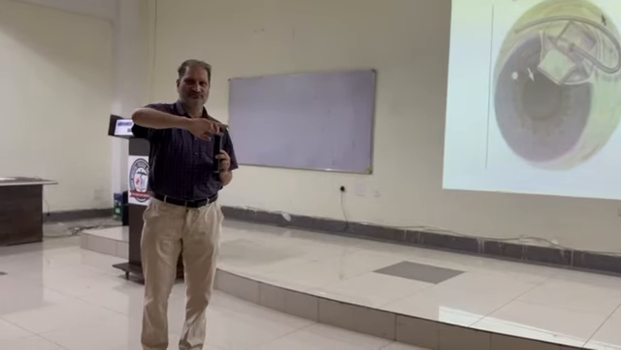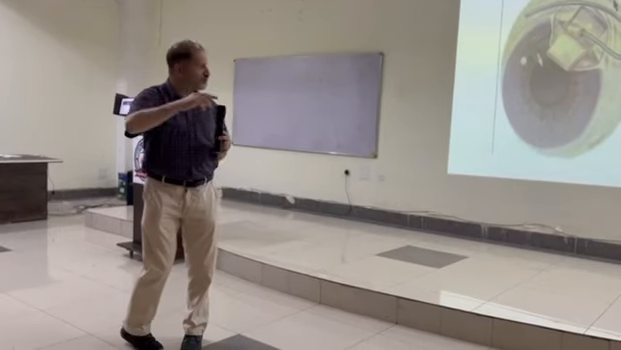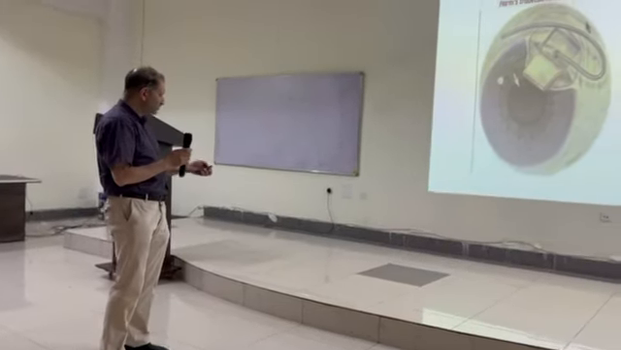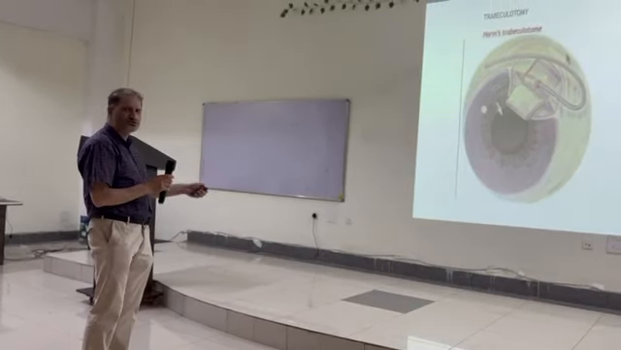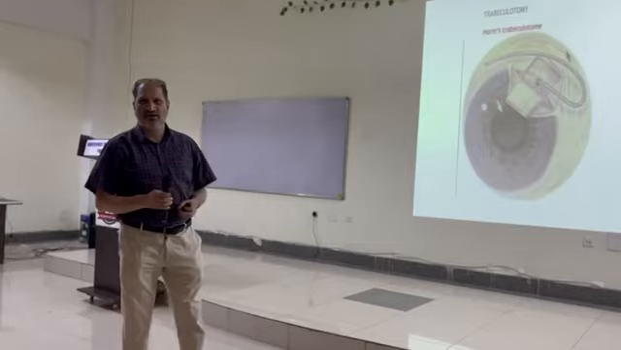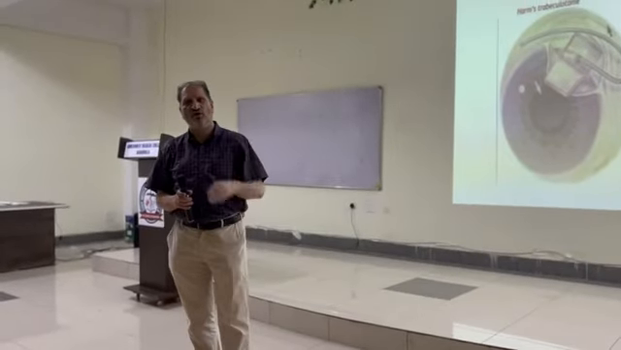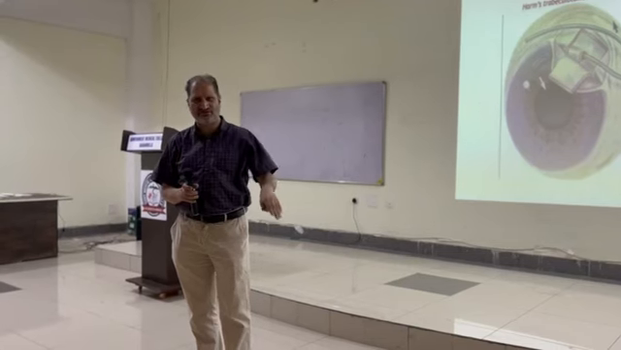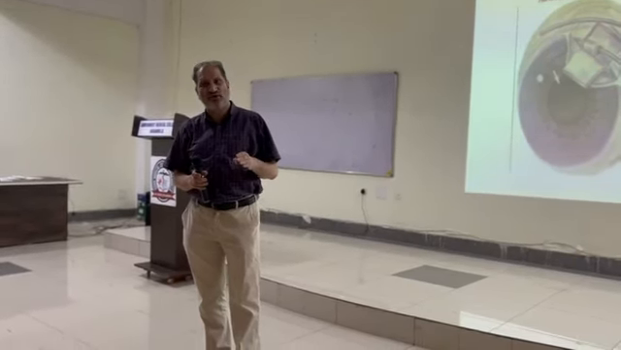So it cuts Schlemm's canal towards the one side. Then we hook the other side, first this, then this, so it becomes 180 degrees. The whole of Schlemm's canal or trabecular meshwork is cut with this, especially Schlemm's canal. That's why it's called trabeculotomy.